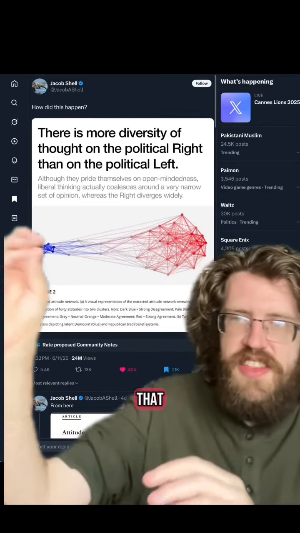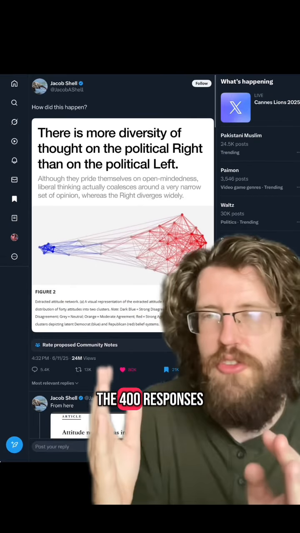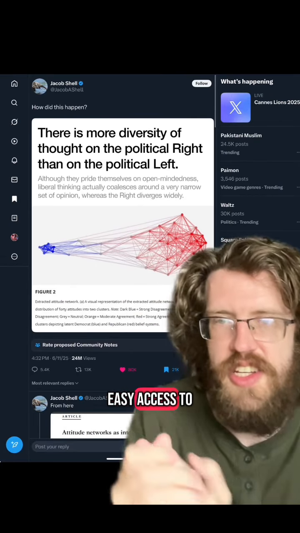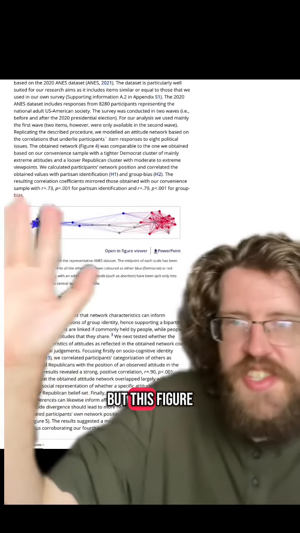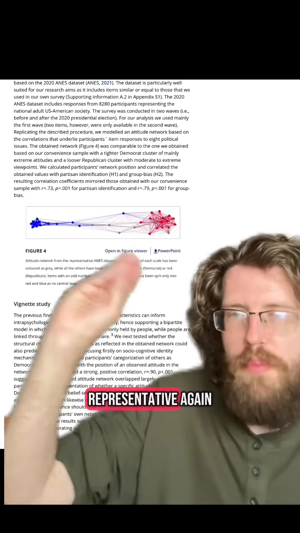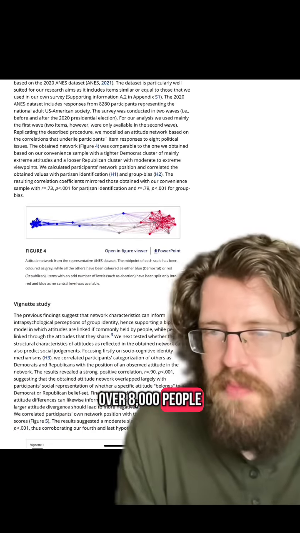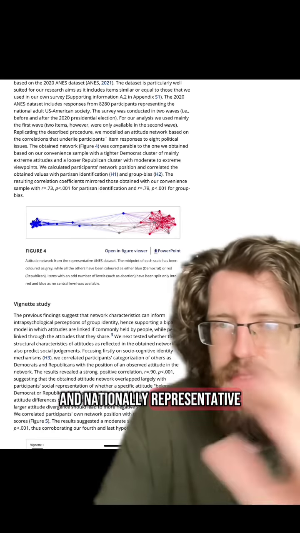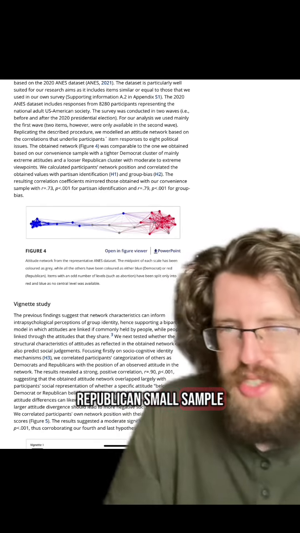So as I understand it, this is the graph produced by something like a convenience sample, the 400 responses that they had easy access to that they tested their ideas with first. But this figure is actually more representative. Again, much larger survey, over 8,000 people, and nationally representative as opposed to the weird Republican small sample.